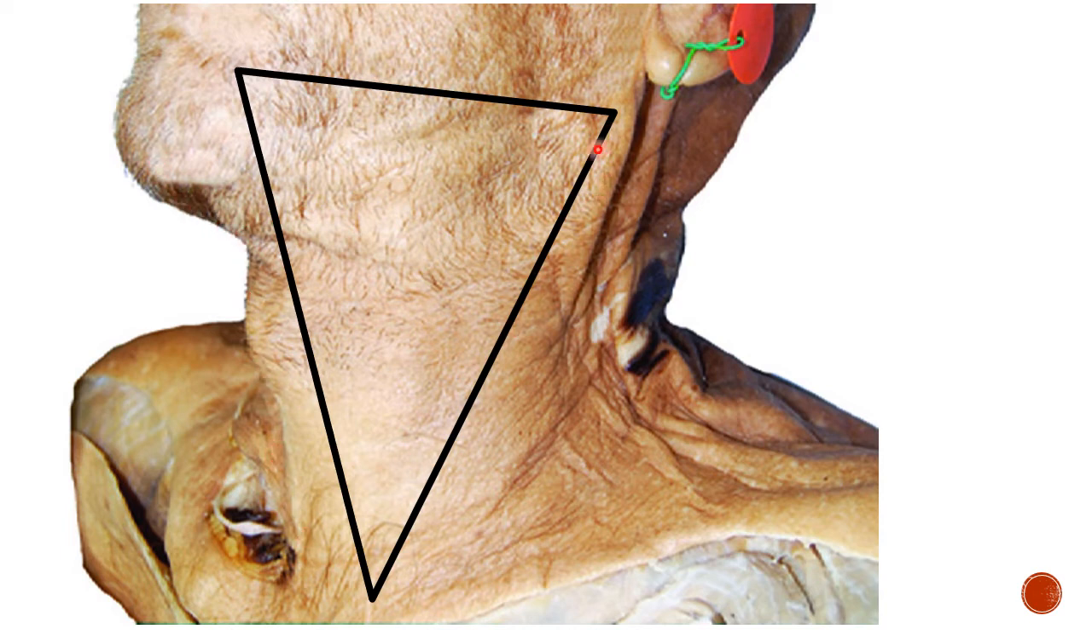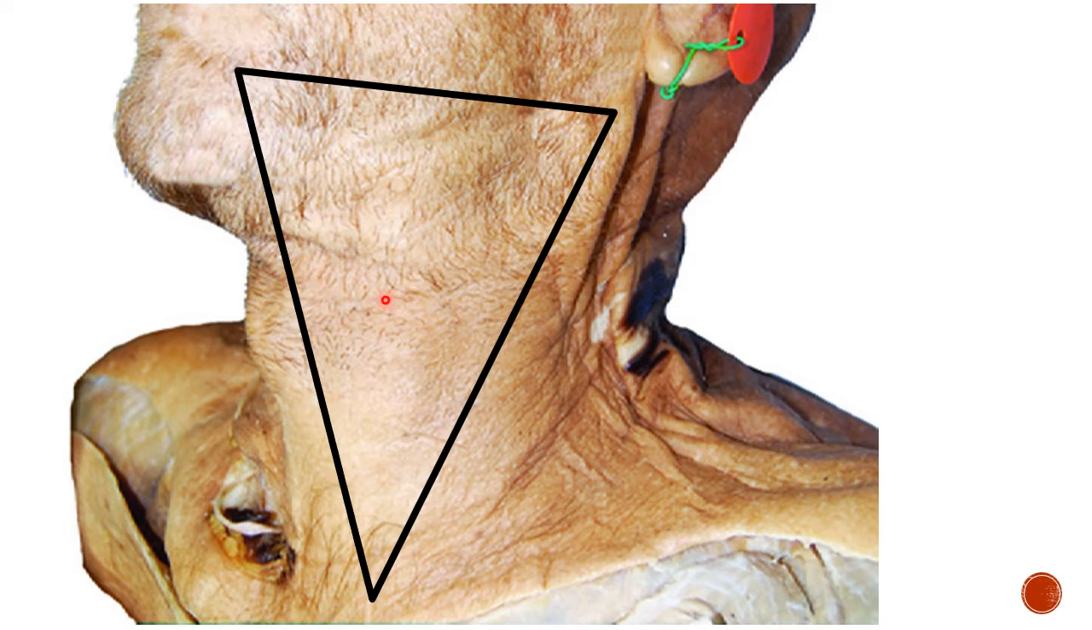And at this level you can see the sternocleidomastoid muscle, and this is the anterior border of the sternocleidomastoid. And here you can see the mandible, the lower border of the body of the mandible, and posteriorly you can see the ramus of the mandible. So between these boundaries the anterior triangle of the neck is present.